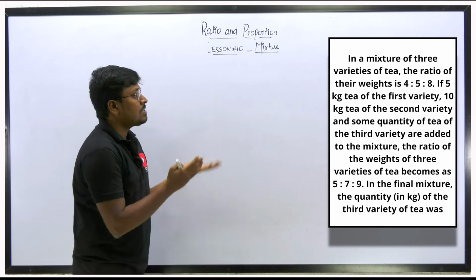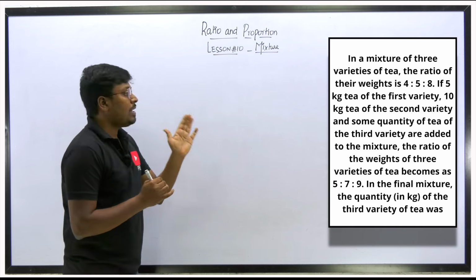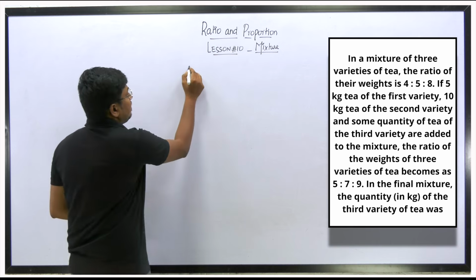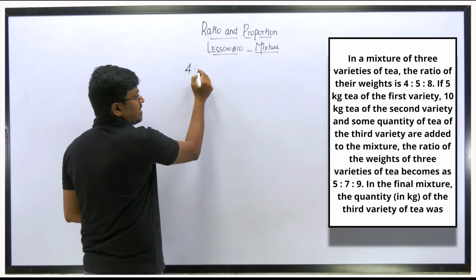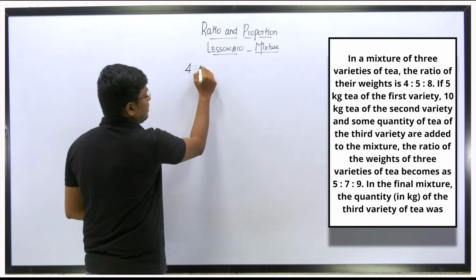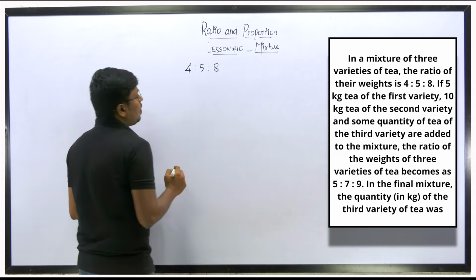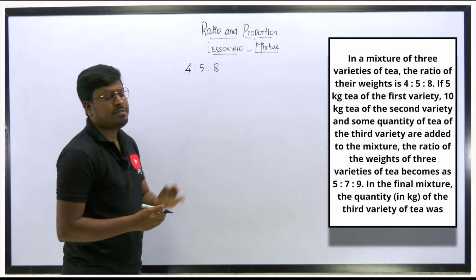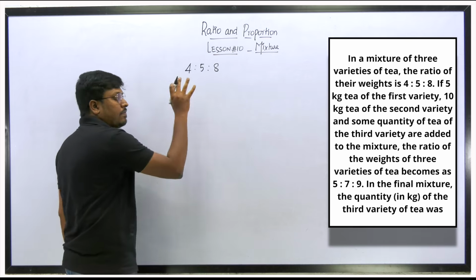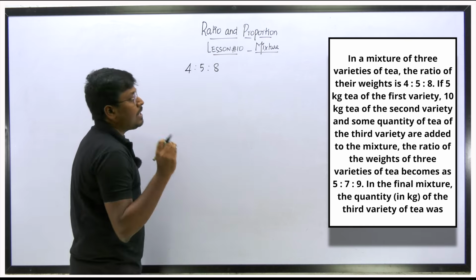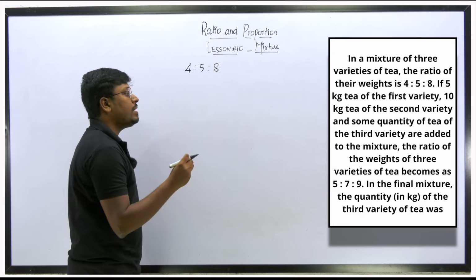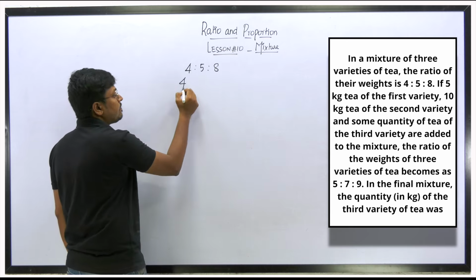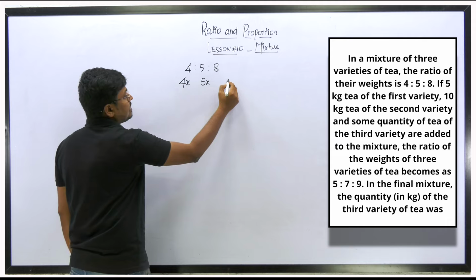Interesting question. First understand the concept of what they are saying. In the mixture of 3 varieties of tea, the weights will be 4:5:8, right? Let me take the first tea variety weight as 4 parts, the second tea will be 5 parts, and the third tea will be 8 parts. Now according to the question, 5 kg of tea of the first variety, 10 kg of the second variety and some quantity of tea of the third variety are added. We don't know how much quantity it is, right? What we can do is keep it as 4x, 5x and 8x.